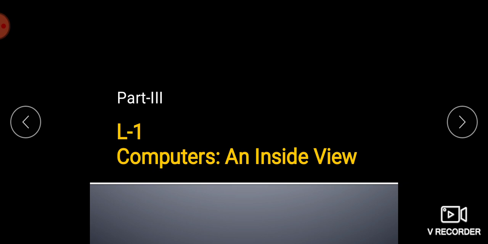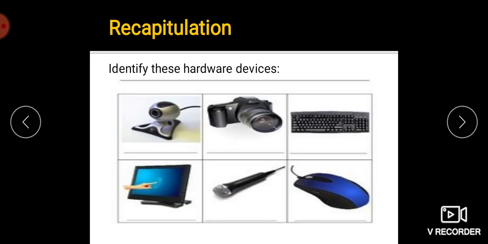In last class we studied about input and input devices, and now we will move to the next part of the IPO cycle, which is process. So first we recapitulate the previous knowledge. You will identify these hardware devices for me. You will write the answers in your copy and share the picture of that page with me on my WhatsApp number. Okay, I will wait for your responses.